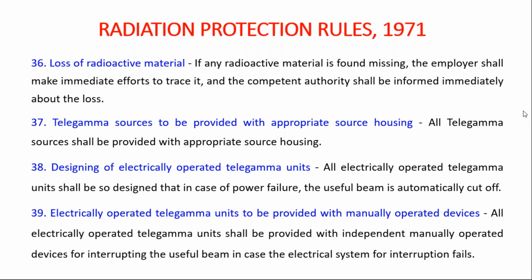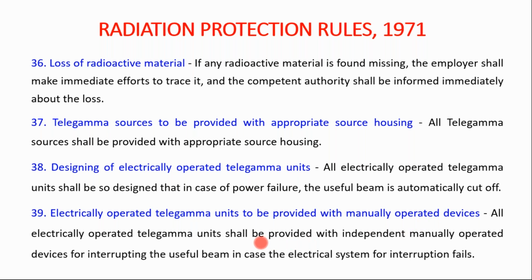So all electrically operated telegamma units shall be so designed that in case of power failure, the useful beam is automatically cut off. So if these telegamma units are operated through electrical sources, and in case of power failure, then the useful beam is automatically cut off to avoid radiation losses in the surrounding area.